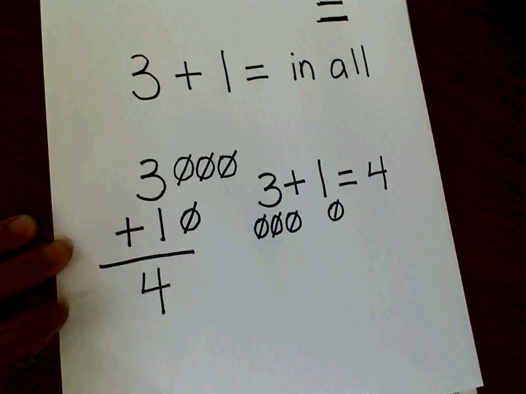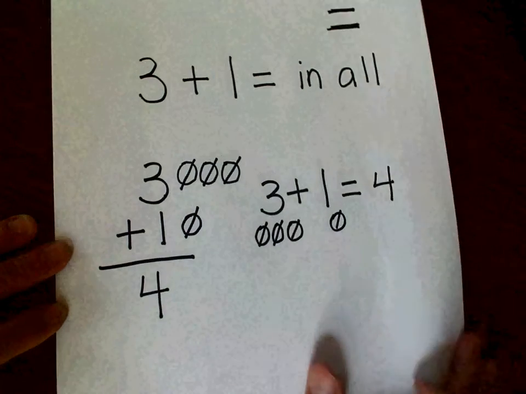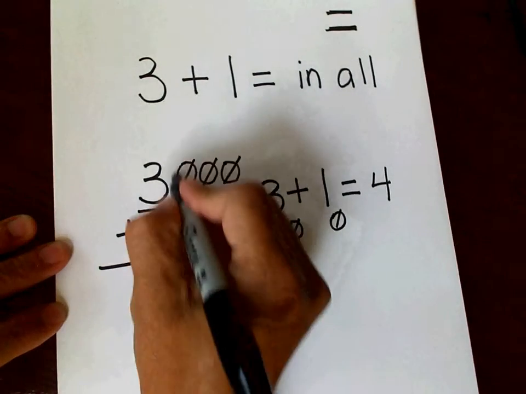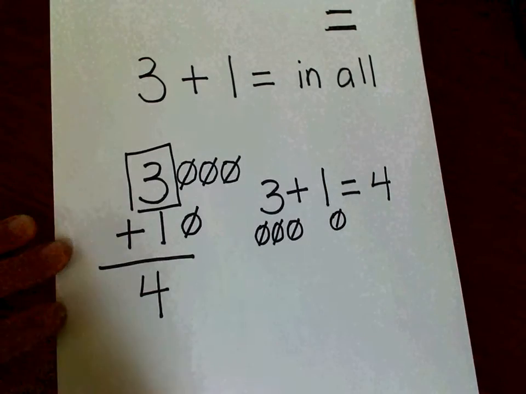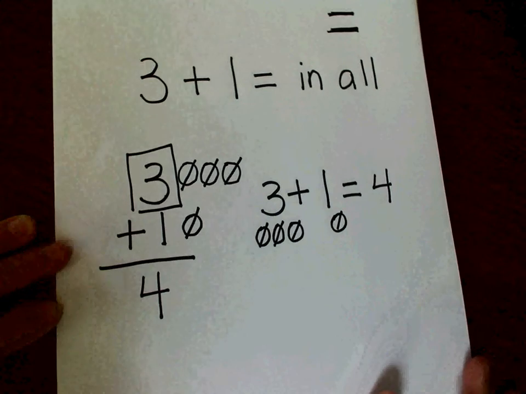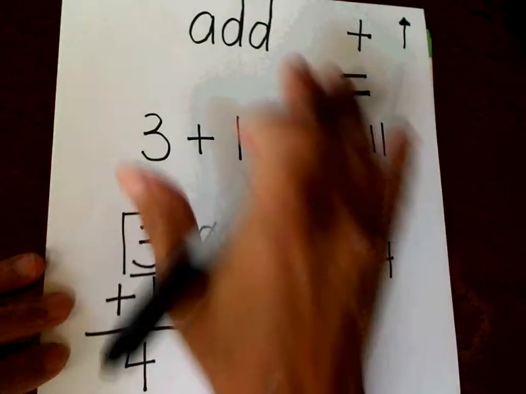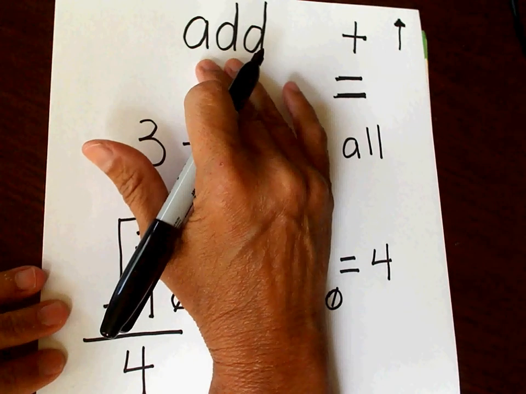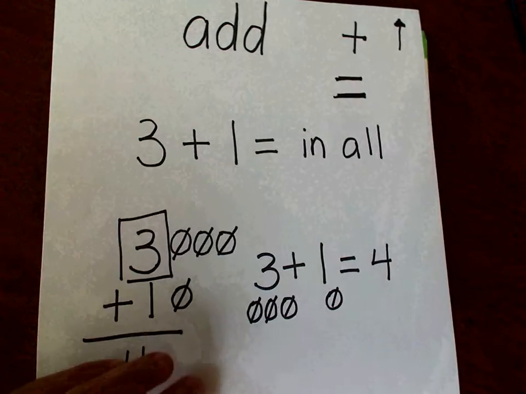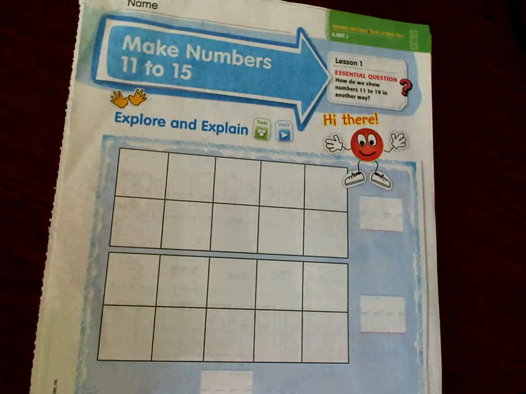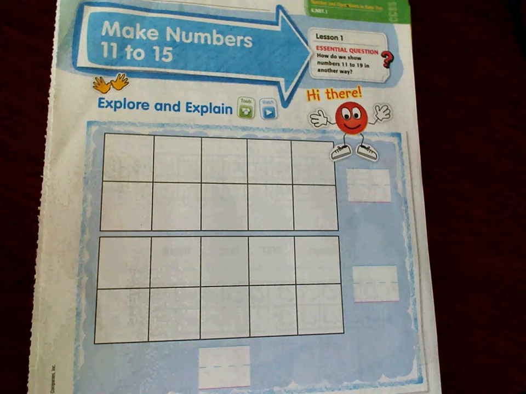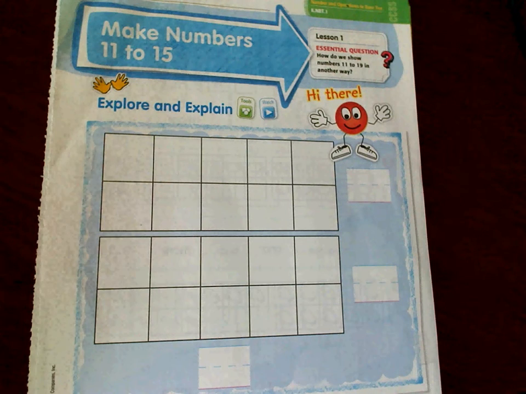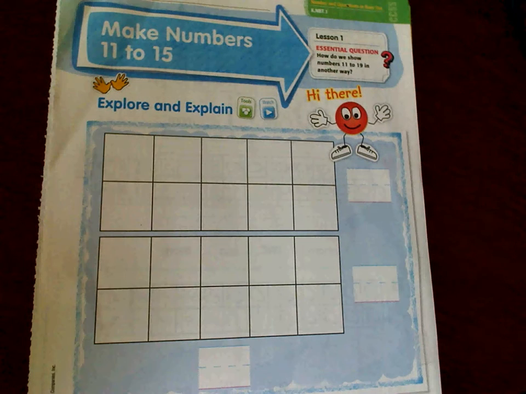So boys and girls, what we did was we took our original amount of 3, added to it to make it bigger. This, if you remember, is simple addition. Now, what we're going to do today is talk about making numbers that are higher. We're going to start with making numbers from 11 to 15.